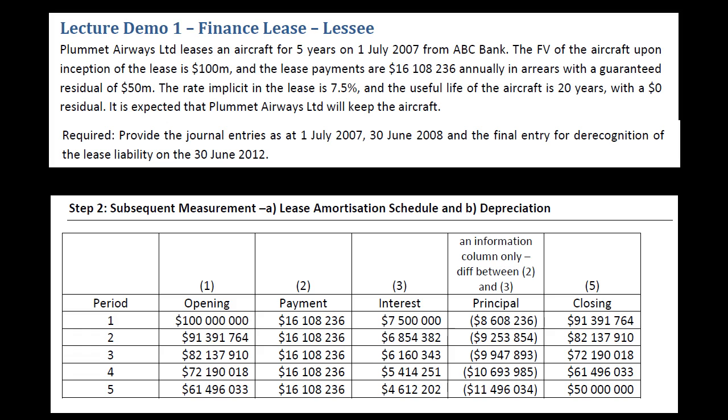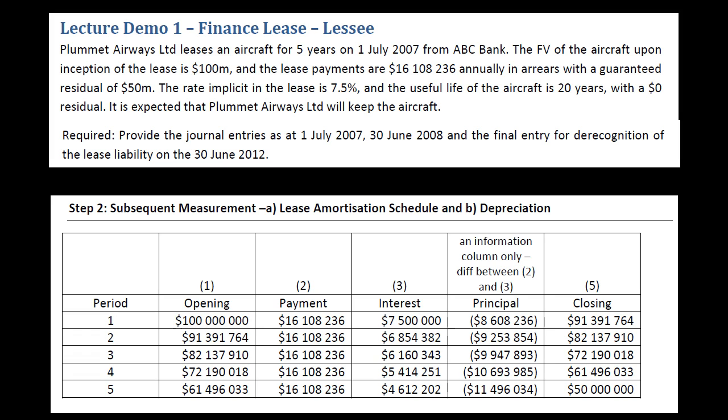The finance charge shall be allocated to each period during the lease term so as to produce a constant periodic rate of interest on the remaining balance of the liability. That's talking about the rate implicit. We don't really need to worry about the calculation of that. Just, we've done this properly, and that's the number that we've given you.